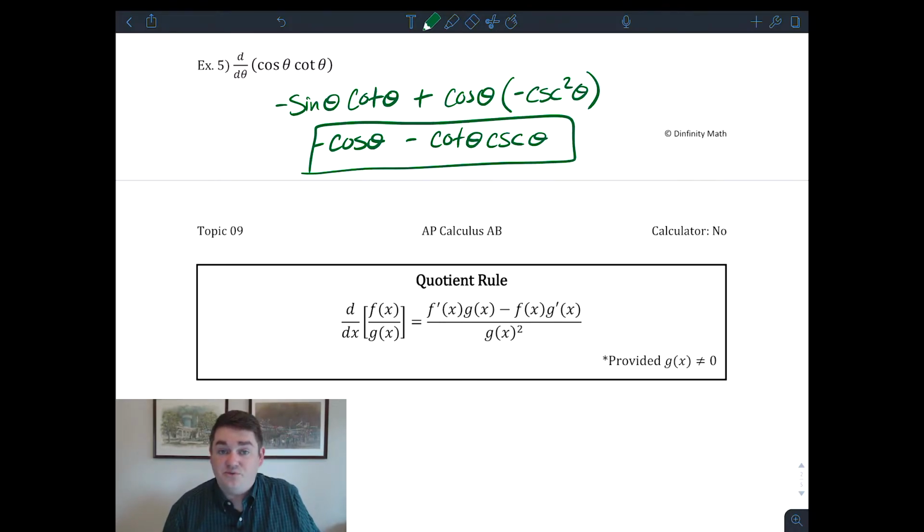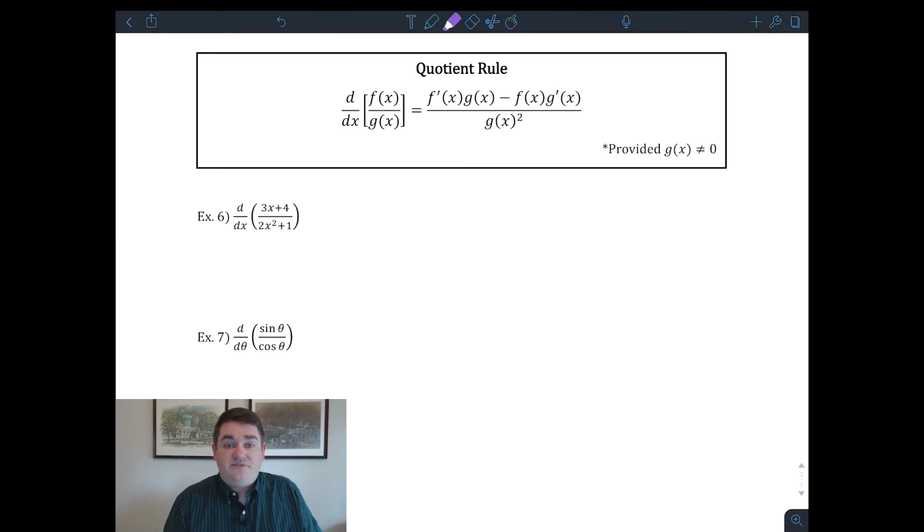And that brings us to the quotient rule. The quotient rule says if you're taking the derivative of two expressions that are being divided, you're going to take the derivative of the top times the bottom minus the top times the derivative of the bottom, over the bottom function squared.